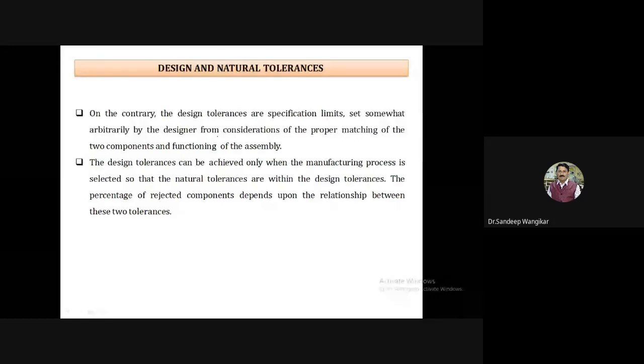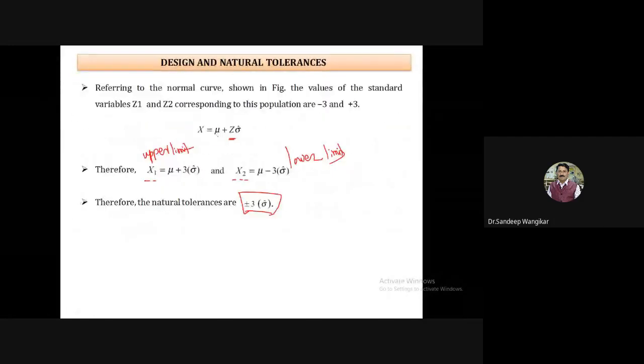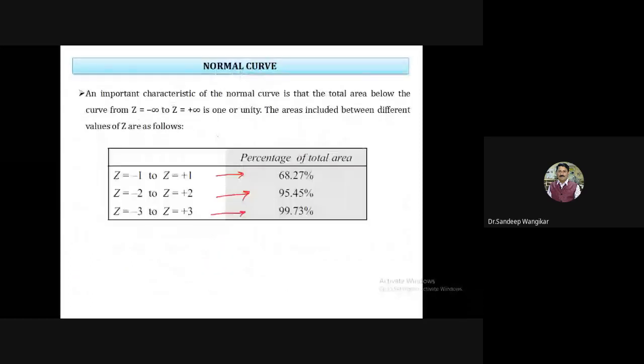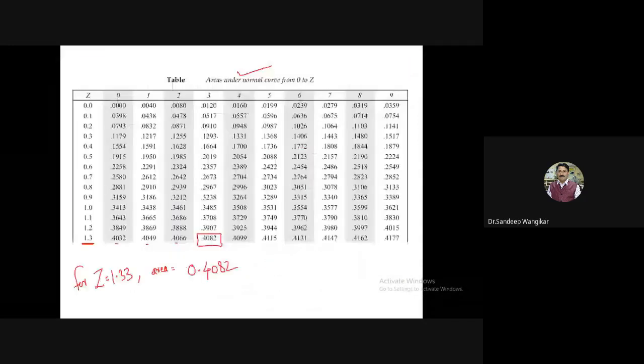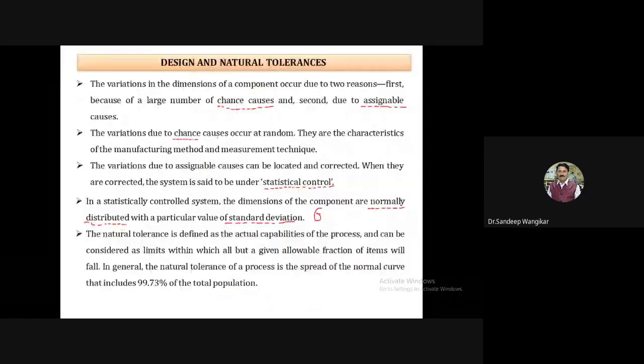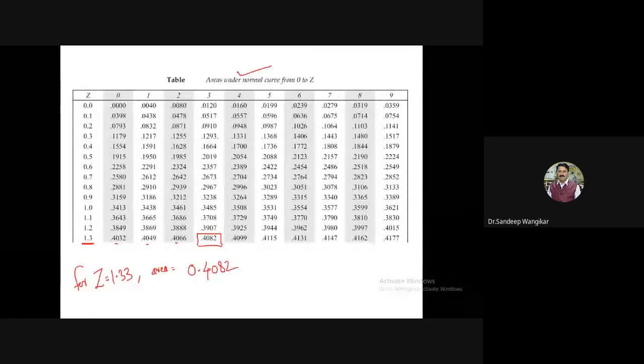Very important. So friends, this is about design tolerance. Once again, I will repeat. This is your normal curve. You can see plus minus 3 sigma will be there. And this is the table. From the table, if you have the Z value, you can find out a particular area under the curve.